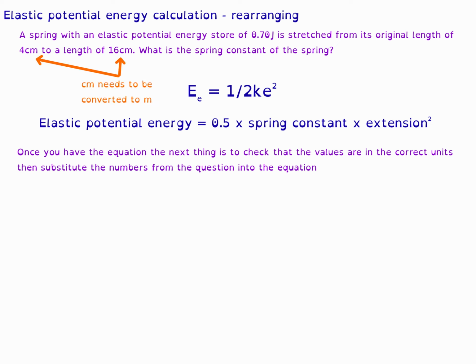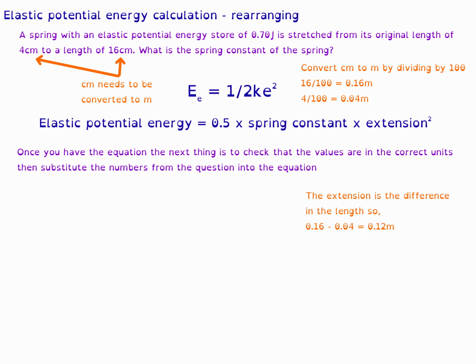So 4 centimetres and 16 centimetres, they're in the wrong units. They both need to be in metres. To convert them, we need to divide through by 100. So 16 centimetres becomes 0.16 and 4 centimetres becomes 0.04. Now we need to work out our extension. Our extension is the difference in our length. So we have 0.16 metres minus 0.04 metres, and that gives us our extension, which is 0.12 metres.